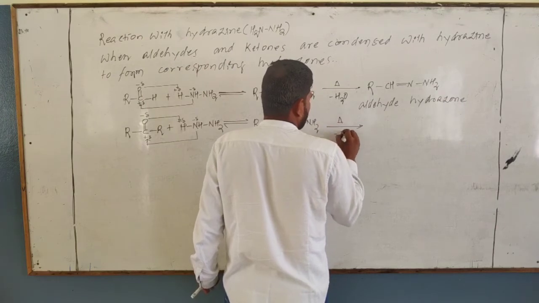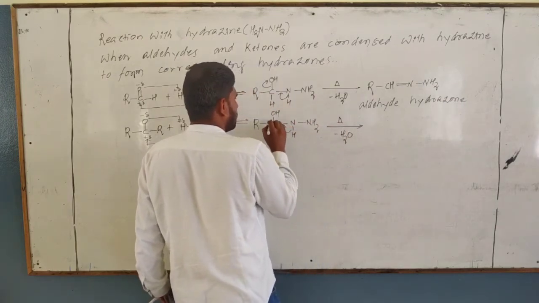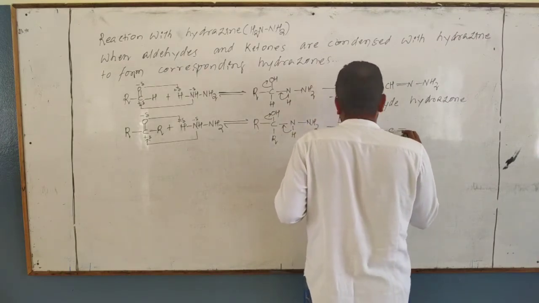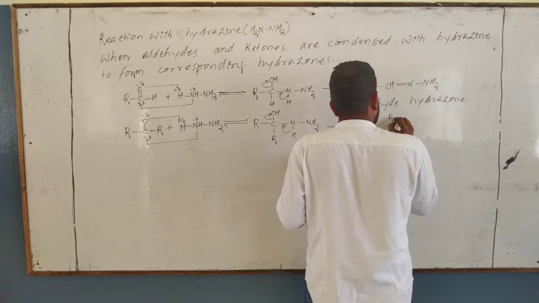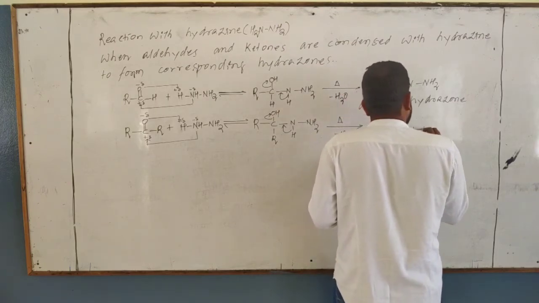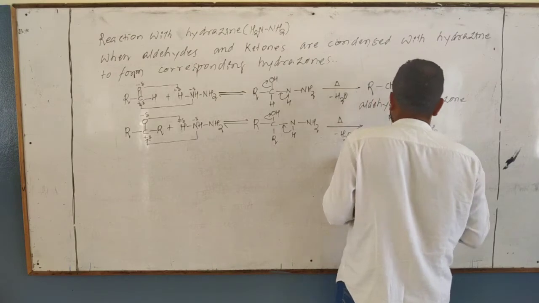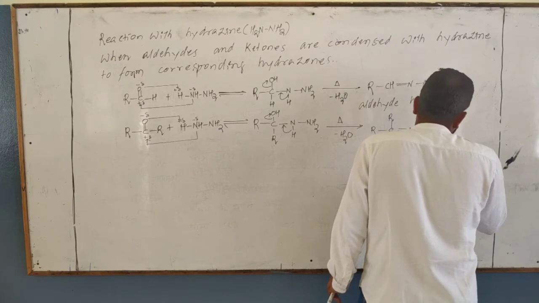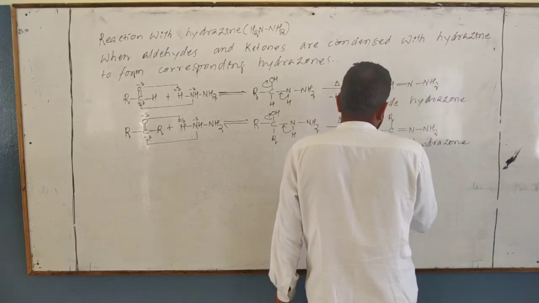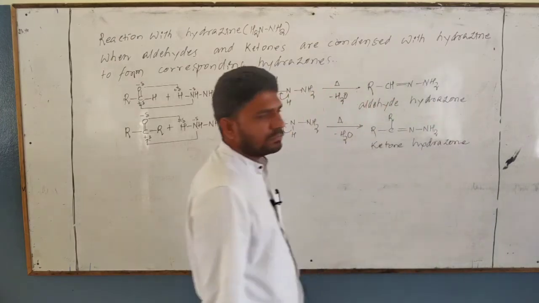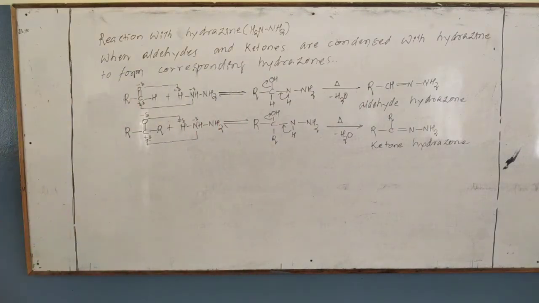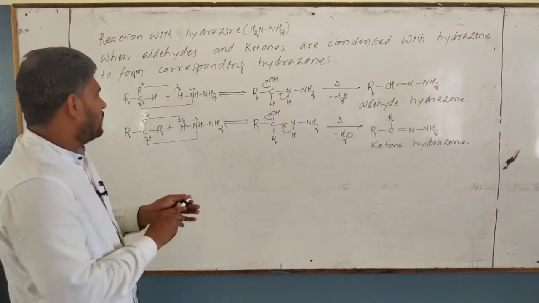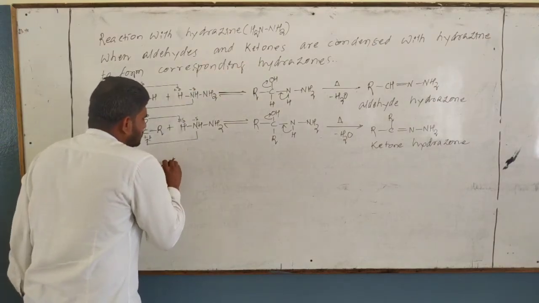This on heating eliminates water. What is the product? R C double bond N NH2. Okay, this is also hydrazone only, but this is obtained by ketone. That's why this is ketone hydrazone. This is a reaction with what? Hydrazine.